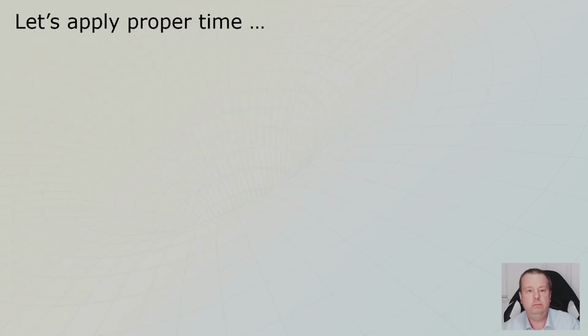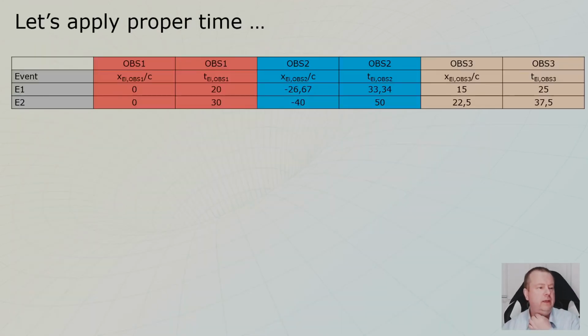So let's apply it now. This is an event table. You know I like the space-time diagram, but I like the event table as well. So here we have two events again, could be any events. For observer 1, they are both in the same location, 0, 0, and they're 10 seconds apart. In this case, the first one at 20 seconds and the second one at 30 seconds.